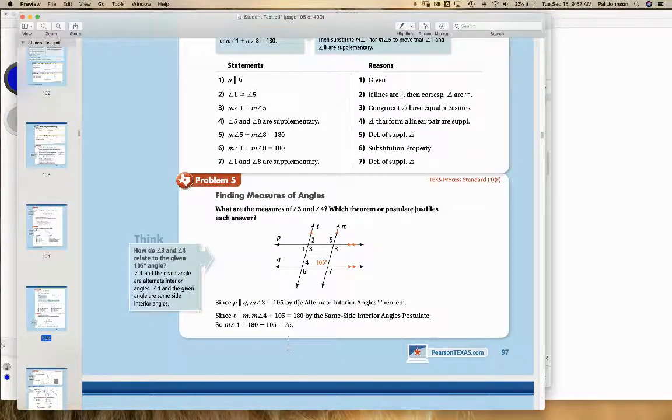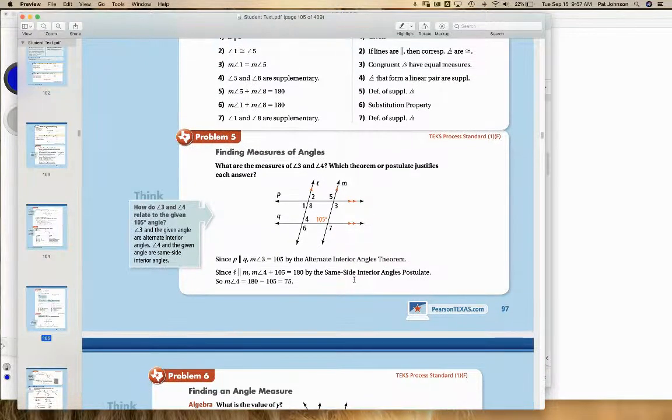Now here, find the measure of angle. What are the measures of angles 3 and 4? Again, which theorem or postulate justifies your answers? There's not an exact way. So these little marks say L and M are parallel and P and Q are parallel. They use a double mark to show that these two are parallel and these two are parallel. So when you have these two, you have two transversals. So one way might be to separate them.